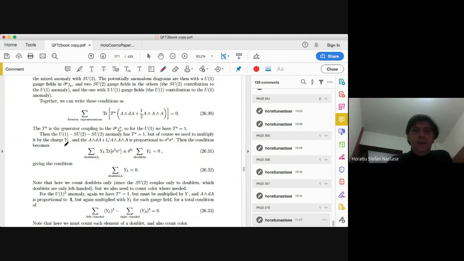So each charge I call YL. And then this thing is proportional to the generators in SU2, which are Pauli matrices over 2. So this whole trace is proportional to trace sigma B sigma C, which as we know is delta BC. So delta BC comes out. And so I'm left with a sum over fermion representations. Fermion representations that couple to SU2 are called doublets. So the sum over doublets of hypercharge YL has to be 0. So the condition is that the sum over doublets of YL is supposed to be 0.